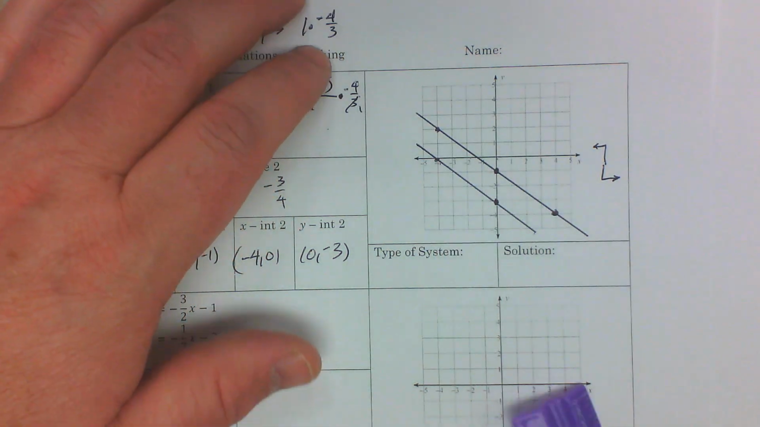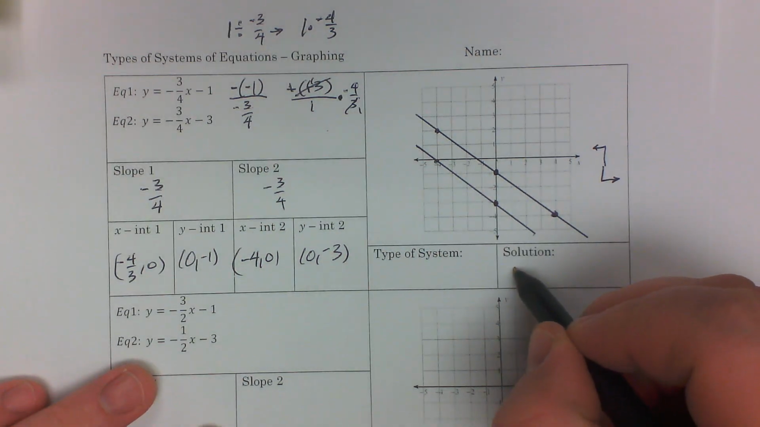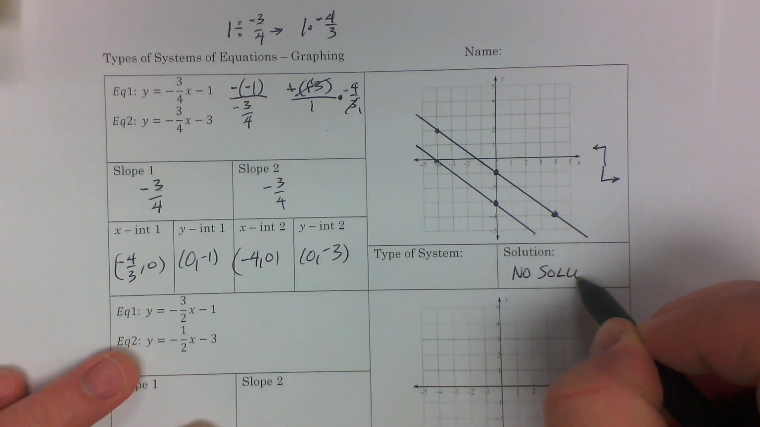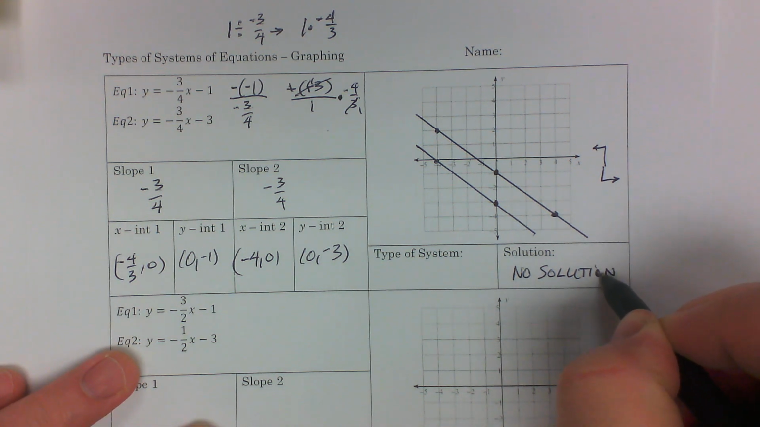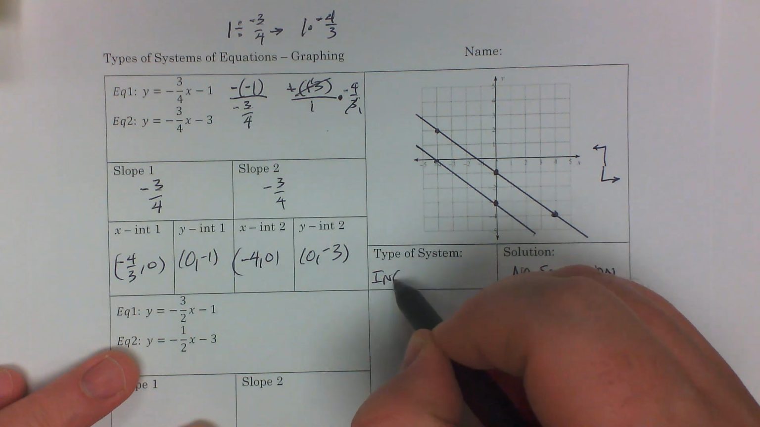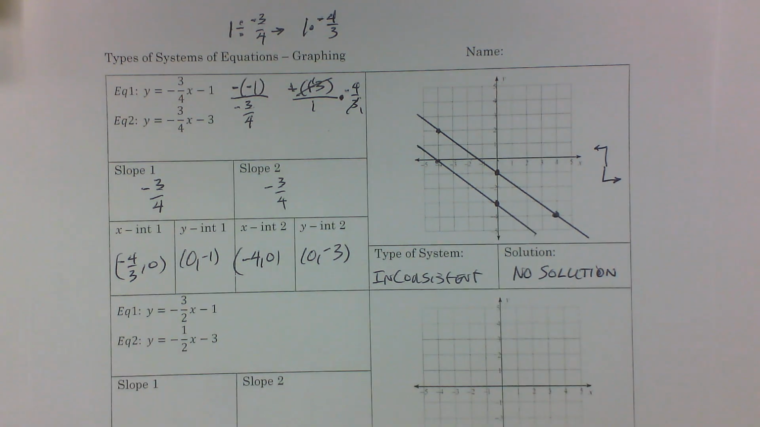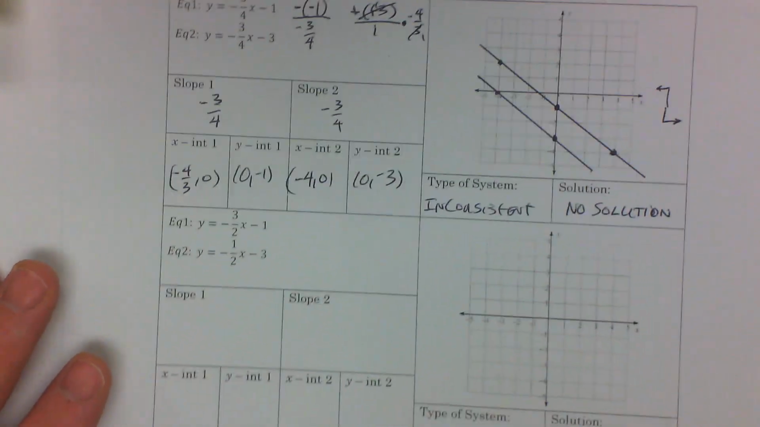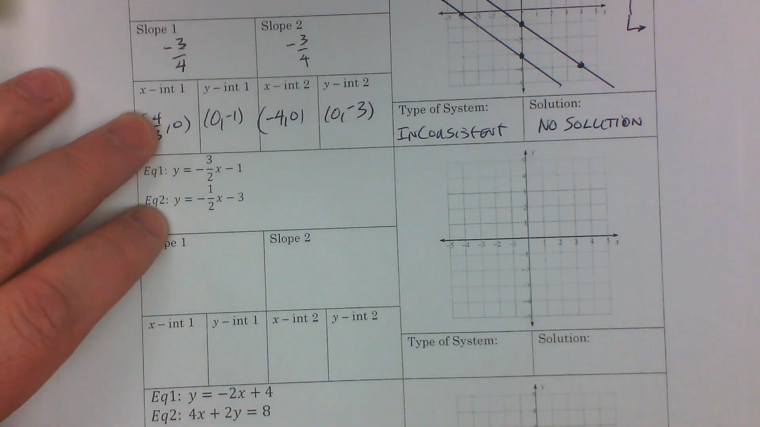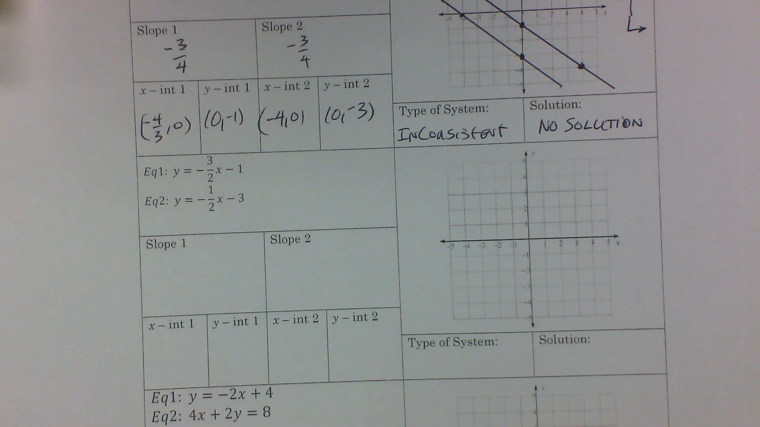There we go. So we have no solution, which makes this inconsistent. All right, now we're not going to do them all. This one right here, for example, the different slopes, they're going to cross, right? It's going to be a consistent system, independent.